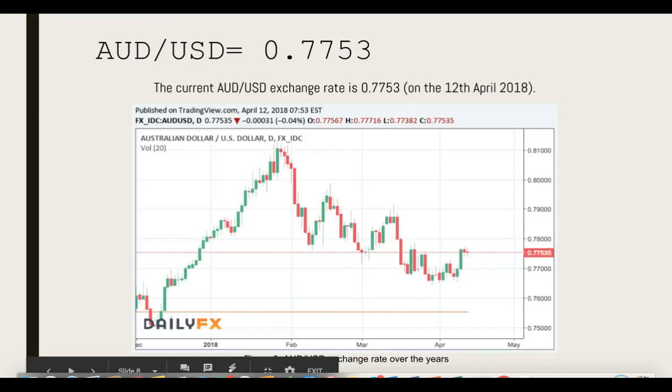The second pair that we analysed for this assignment was the Australian and US dollar, for which the exchange rate on the 12th of April was 0.7753.